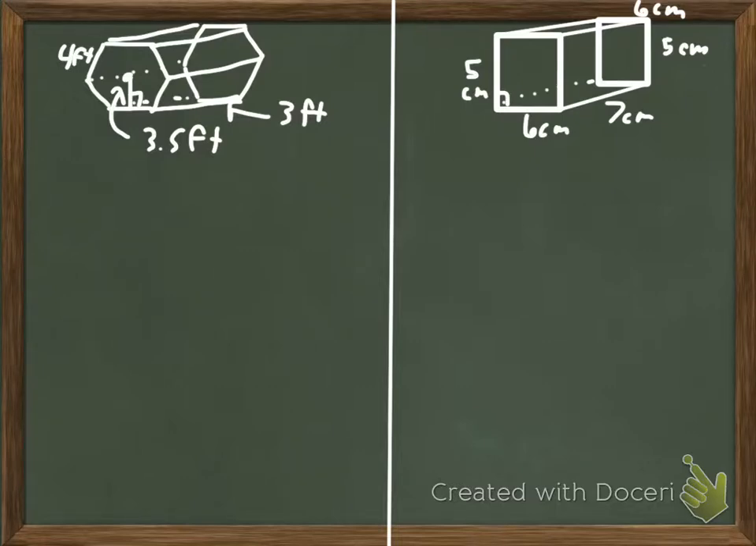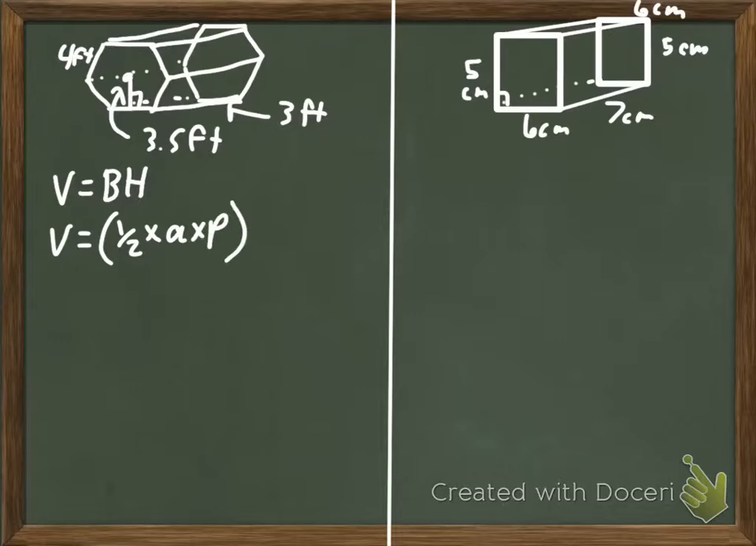So we're going to start on the left with the hexagonal prism. So our volume is area base times height. Remember, the height is what connects your two bases. So our volume equals, the base is a hexagon, and it's a regular polygon, so that is 1/2 times apothem times perimeter of the base, and then we're just going to multiply the height in there.